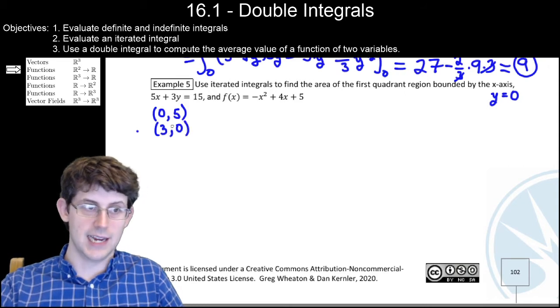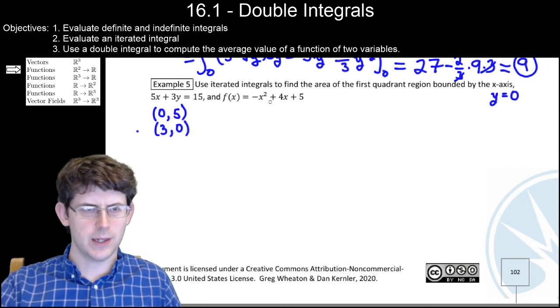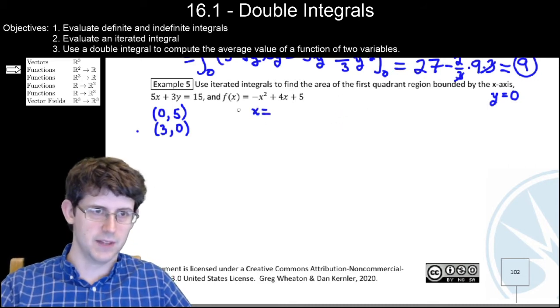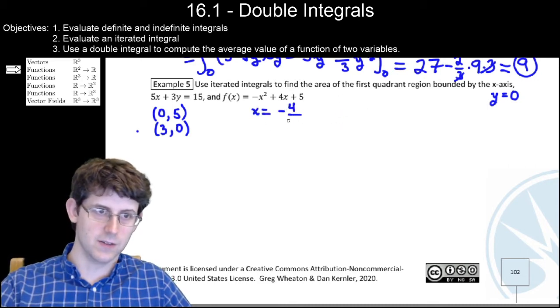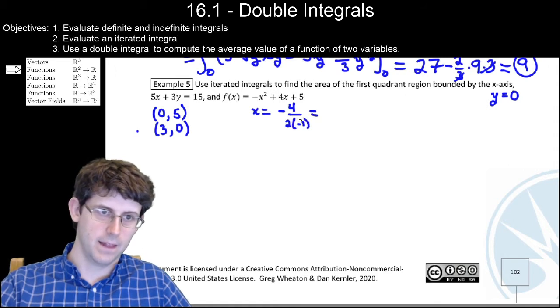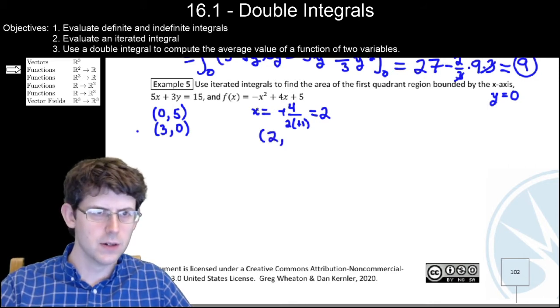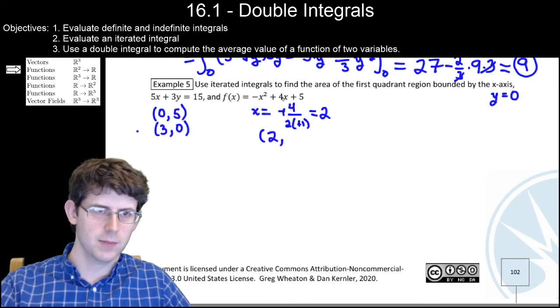So this is going to be a line through these 2 points. This one is a parabola that's open down, and the vertex is at x equals minus b over 2a, which is 2. So the vertex of this parabola is going to be at 2, and then plug in 2: minus 4, plus 8 is 4, plus 5 is 9.